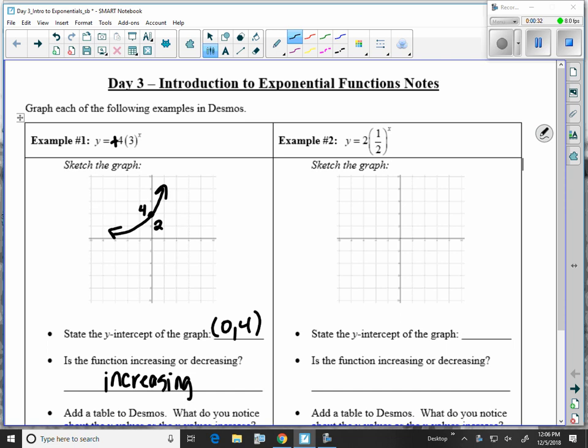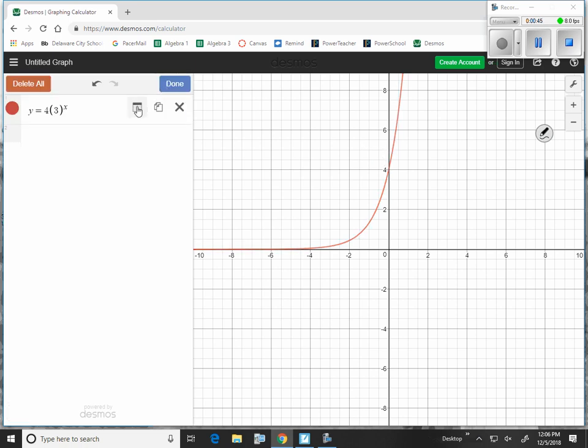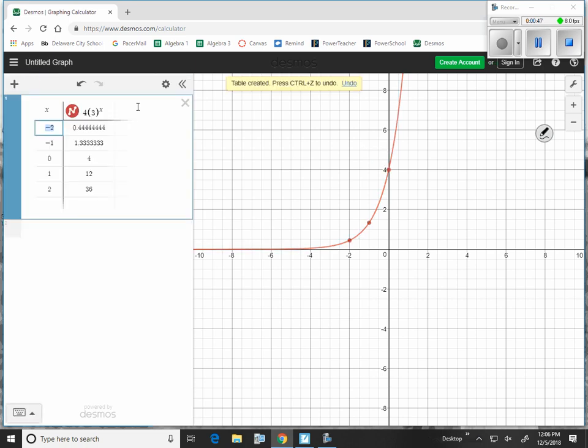Now we're going to look at the table. So here's how you do that on Desmos. If you're not familiar yet, you're going to go down to Desmos. Once you have this highlighted, press the wheel and then press the table, and it should automatically add a table for that function.